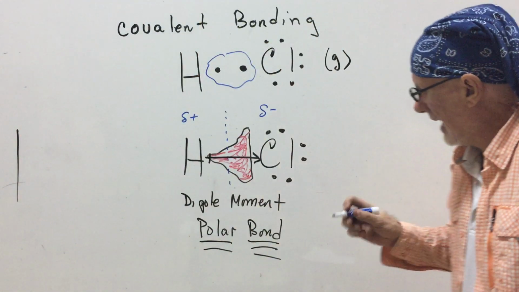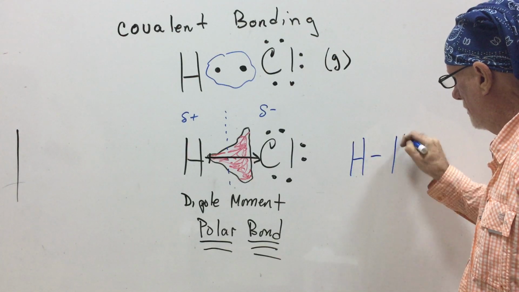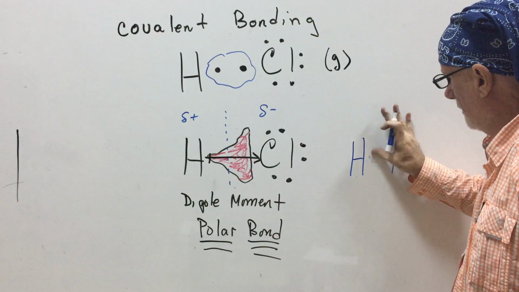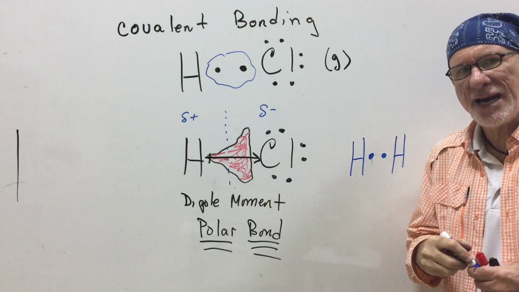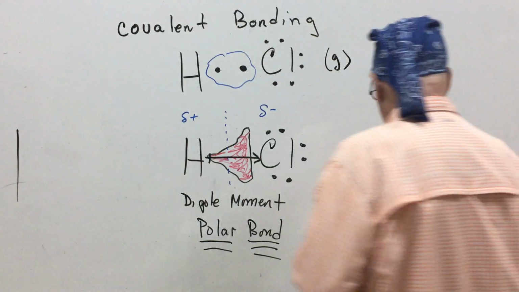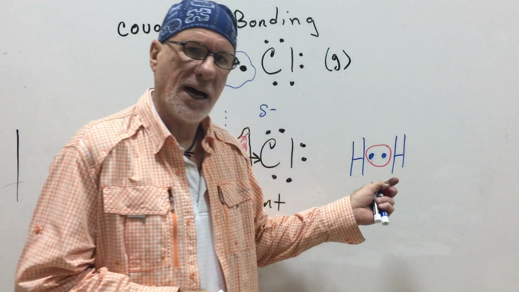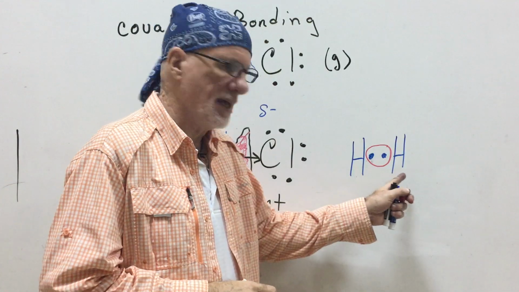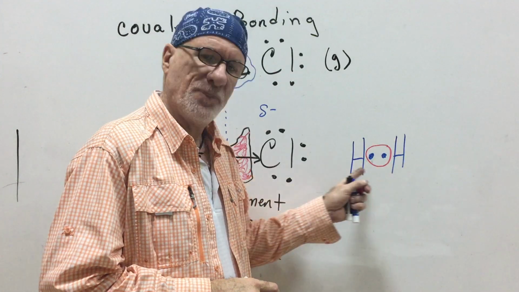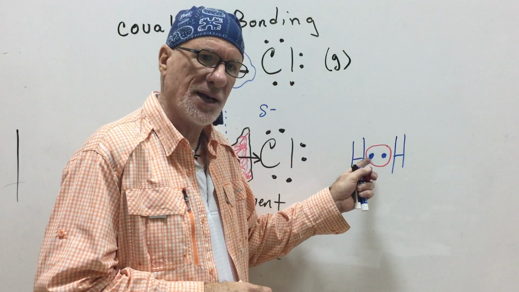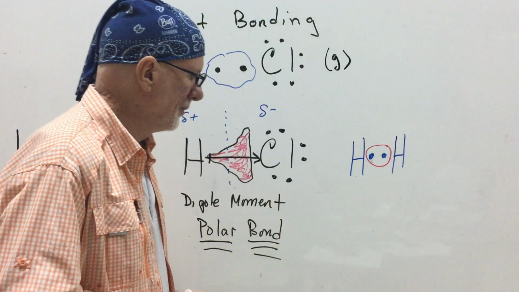For instance, if I had hydrogen, okay, electron there, that's a perfect sharing of the electrons, a perfect sharing. There is no dipole moment there because they have equal electronegativities. So it's a perfect sharing. So this is not a polar bond. This is a non-polar bond.